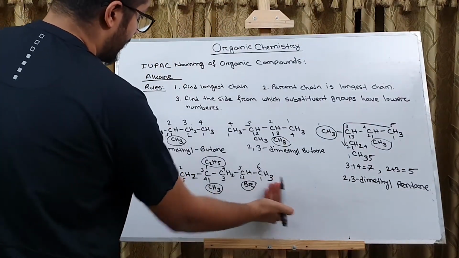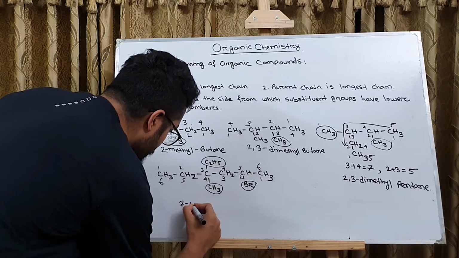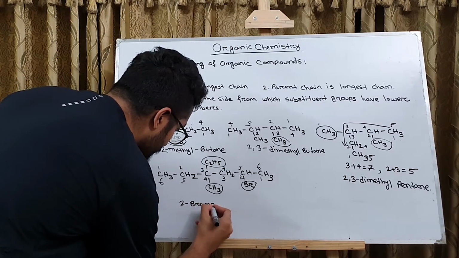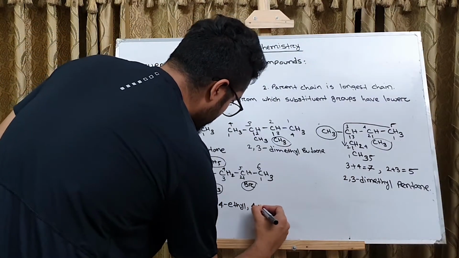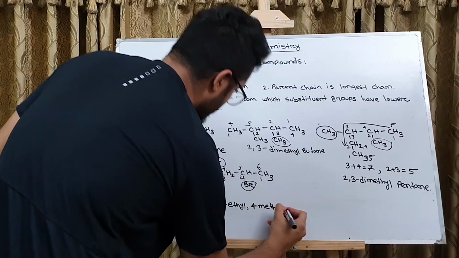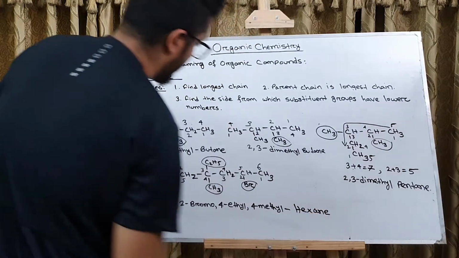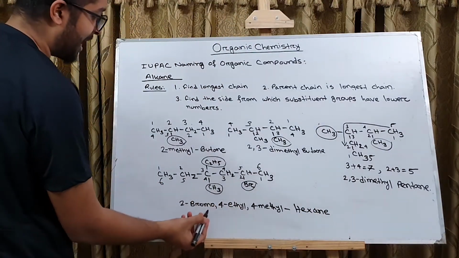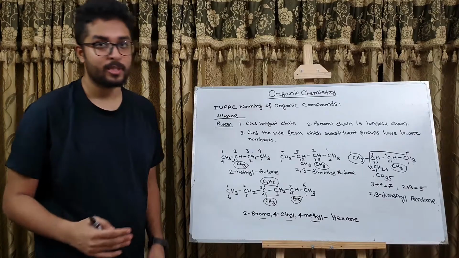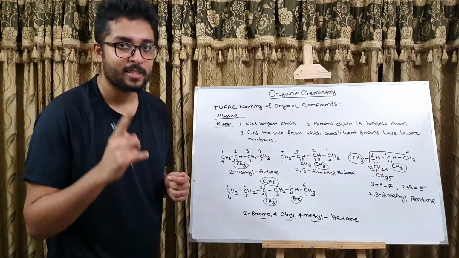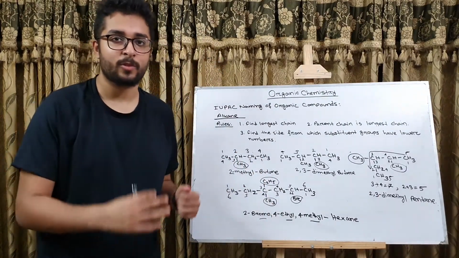So if I number it from right to left, then I will name it as 2-bromo-4-ethyl-4-methyl-4-methyl hexane. Okay, now you might wonder, why did I write bromo first, then ethyl, then methyl? The answer to this question lies in the first letter of the substituent group, and the order would be alphabetically.